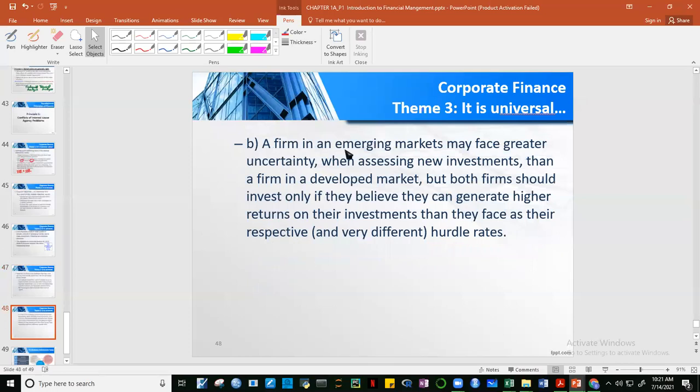Like I said earlier, a firm in an emerging market may face greater uncertainty when assessing new investments than a firm in a developed market. Compare a bagong industriya versus a well-established industry: mas maraming risk ang nandoon sa bagong industry. But both firms should invest only if they believe they can generate higher returns on their investments as compared to the hurdle rates. Universal yan, guys. Hindi nagbabago yan.